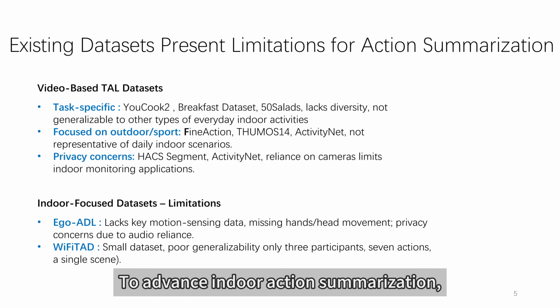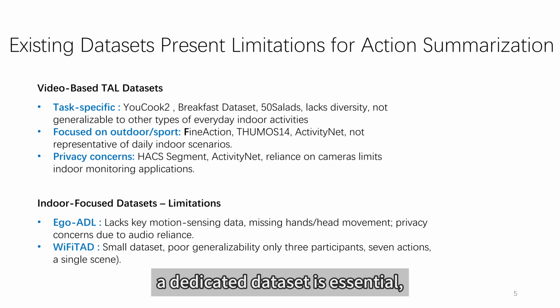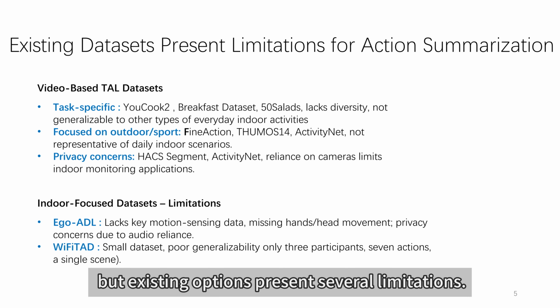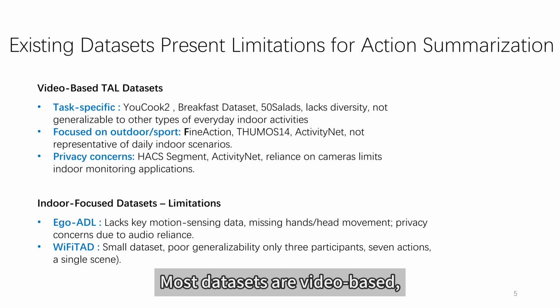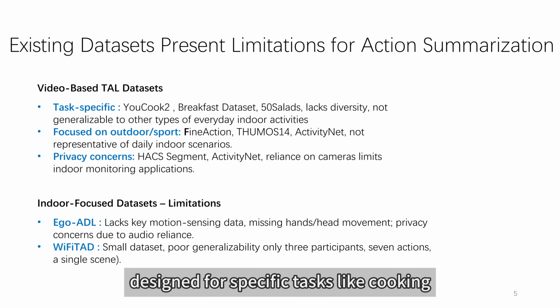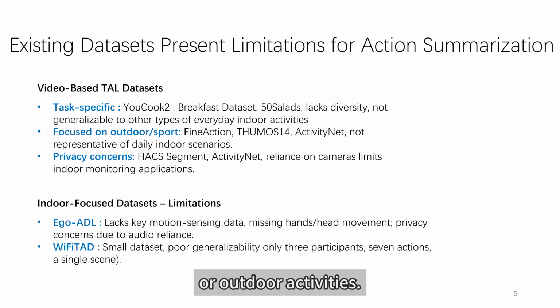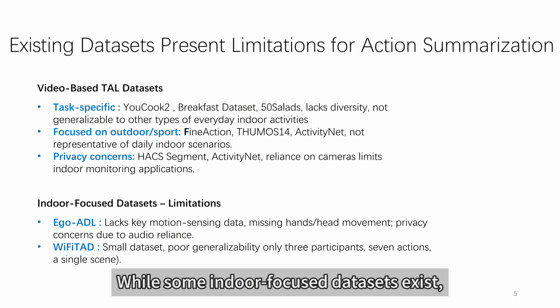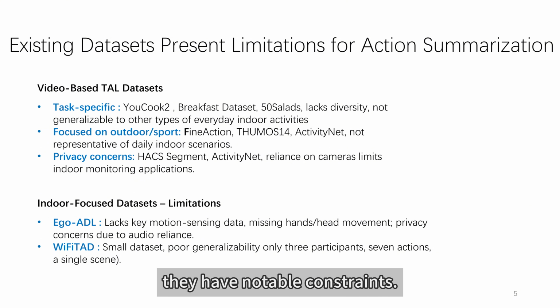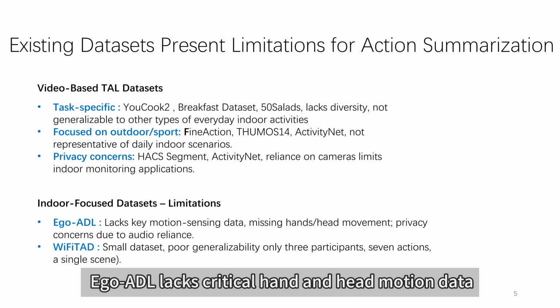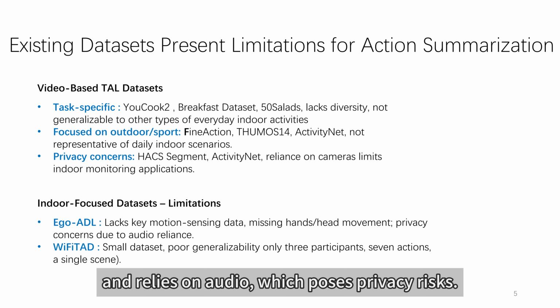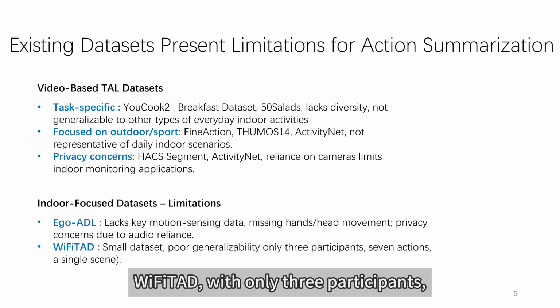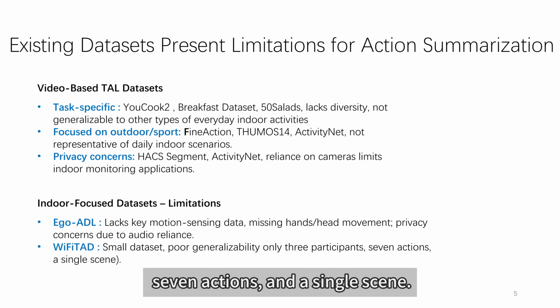To advance indoor action summarization, a dedicated dataset is essential, but existing options present several limitations. Most datasets are video-based, designed for specific tasks like cooking or outdoor activities. While some indoor-focused datasets exist, they have notable constraints. For example, Ego ADL lacks critical hand and head motion data and relies on audio, which poses privacy risks. Wi-Fi TAD has only 3 participants, 7 actions, and a single scene.